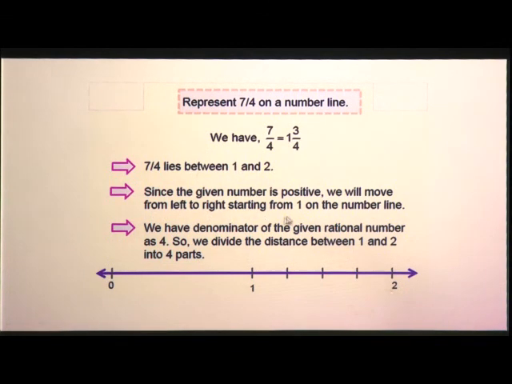Since the given number is positive, we will move from left to right, starting from 1 on the number line. This is a number line, it starts with 0, here is 1 and here is 2. We have a positive rational number, so we will go on the right side of the number line. The denominator of the given rational number is 4, so we divide the distance between 1 and 2 into 4 parts. In this way we can represent the rational number on the number line.